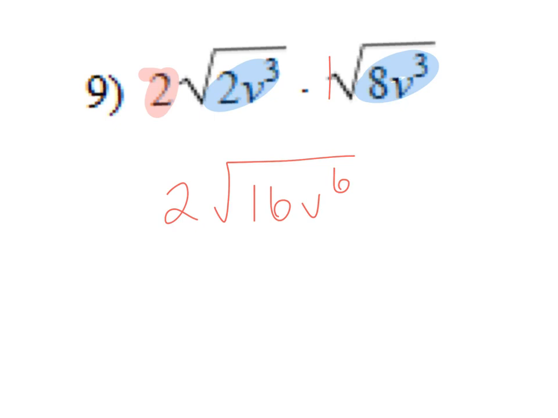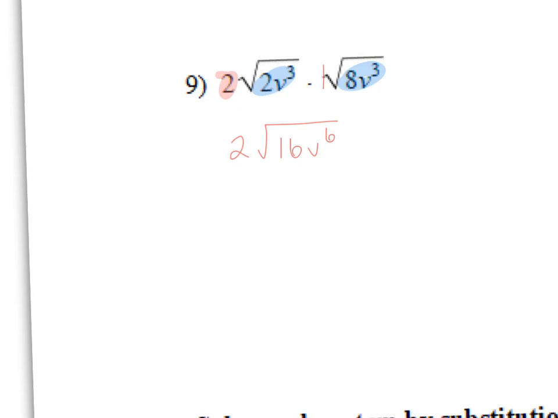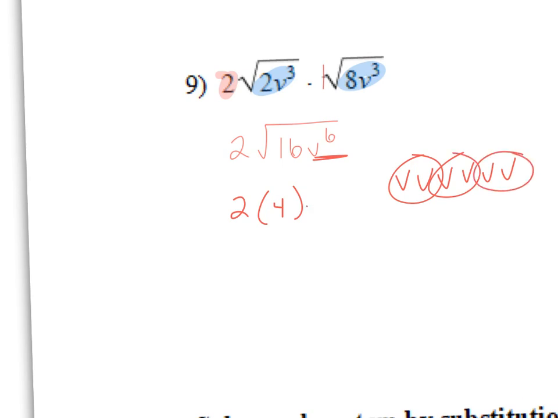Remember, we're adding. So now when you break this down, well, the square root of 16 is 4. So really this is just saying 2 times 4. And now looking at your v to the 6th, if you're thinking about pairing up and moving out, you're going to have 1, 2, 3 v's. So v to the 3rd. So now when I multiply 2 times 4, I get 8 v to the 3rd as a final answer there.